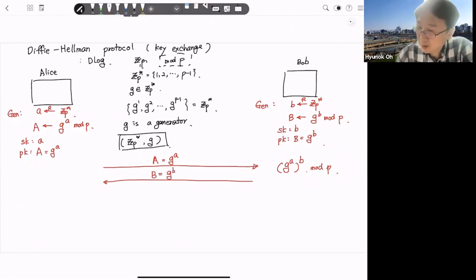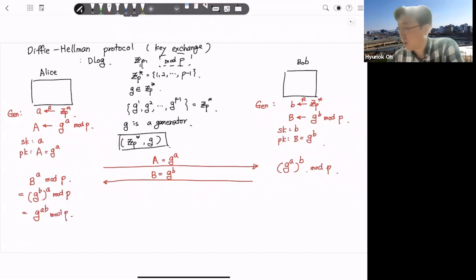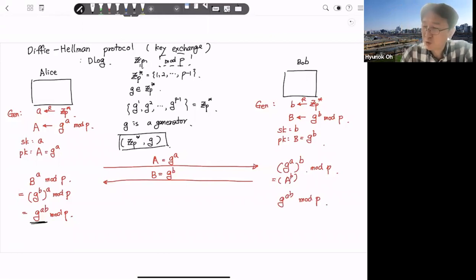Alice is computing B to the a, which is actually G to the b a mod P, which is G to the ab mod P. Here, G to the a to the b is the same. Okay, so G to the ab mod P. So both parties can compute G to the ab. So this G to the ab is the shared key.